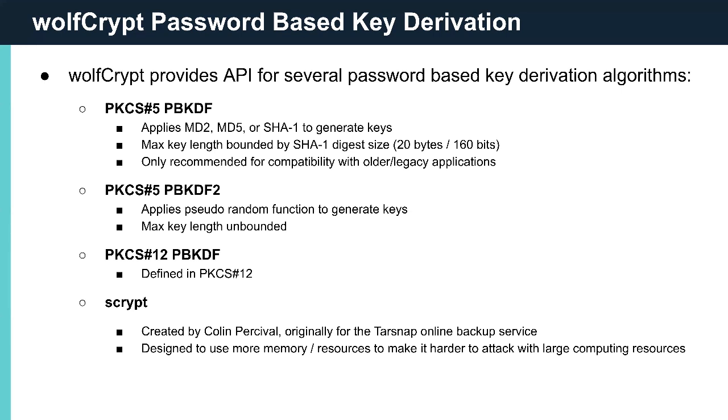The PKCS5 specification has a second password-based key derivation function called PBKDF2. This applies a pseudo-random function to generate keys. The max key length is now unbounded instead of being the size of SHA-1. PKCS12 has a key derivation function that is also called PBKDF, defined in that specification. And then there's one called scrypt.